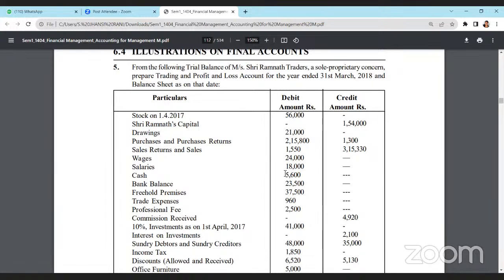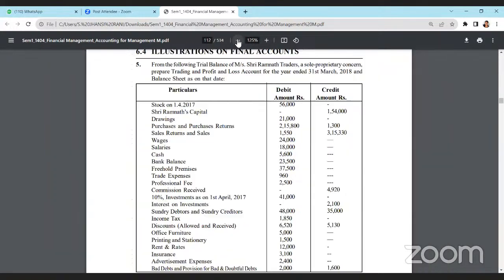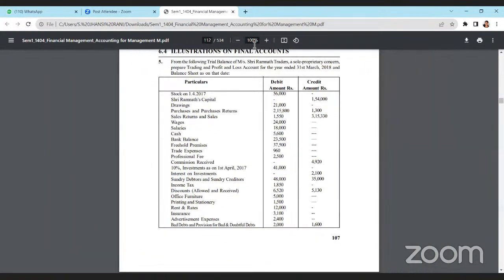Next, we have cash. Otherwise, I'll make it small so that you can even. Do you have the textbook? Yes, ma'am. Are you following that, or were you looking only at the screen? No, I opened my textbook. Both, right? Because I am not displaying your solution. You can simultaneously check whatever I'm telling. Otherwise, I'll make the screen a little smaller. I think it's not visible that much.